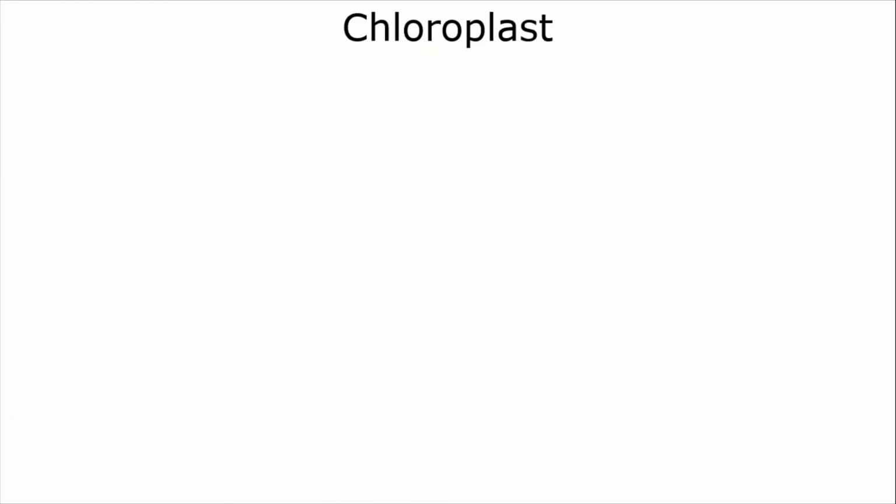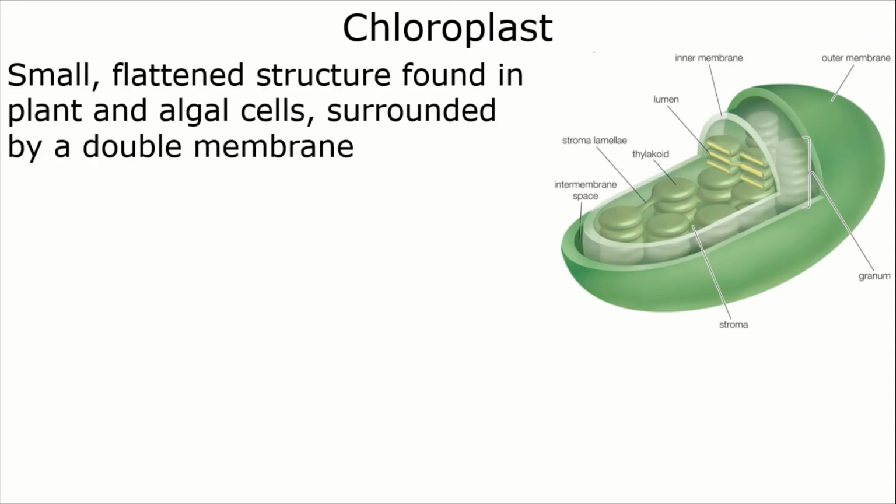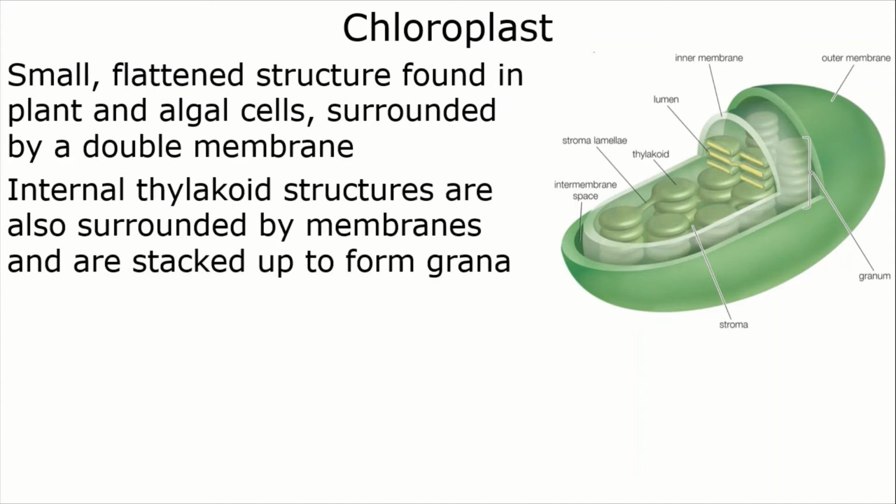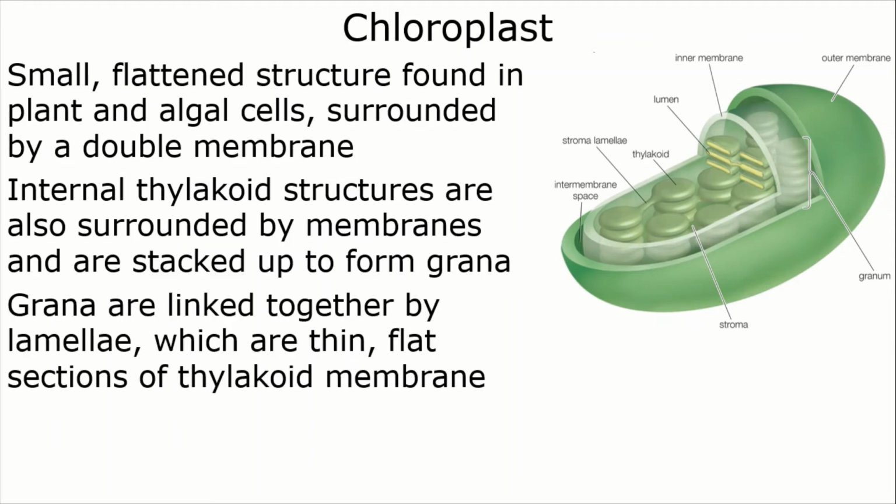Our next structure is the chloroplast, and these are small flattened structures that are found in plant and algal cells, and they also have a double membrane. They have internal structures called thylakoids, and these are surrounded by membranes, and they are stacked on top of one another to form a structure called grana. These grana are then linked together by something called a lamellae, and this is a thin, flat section of thylakoid membrane.